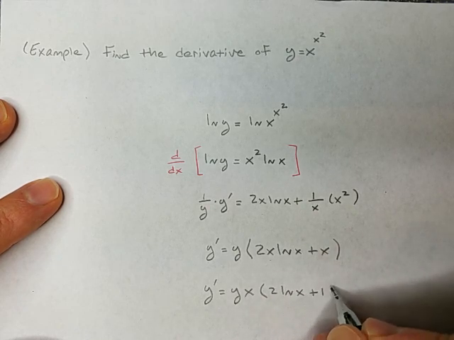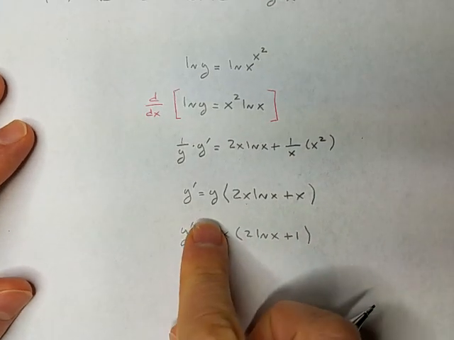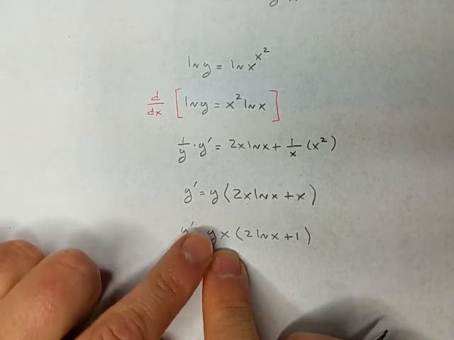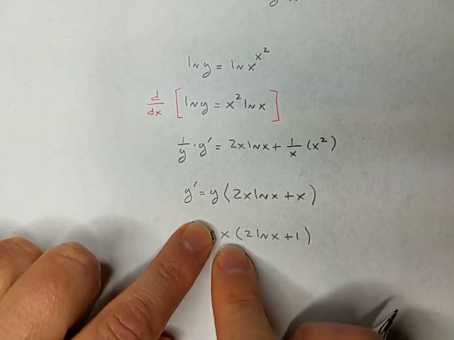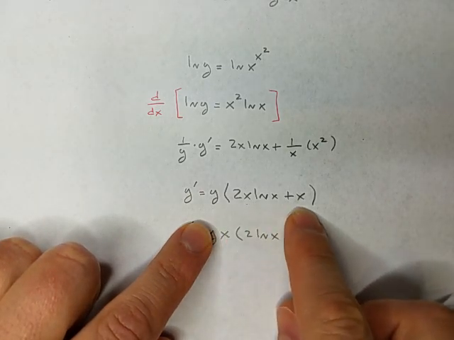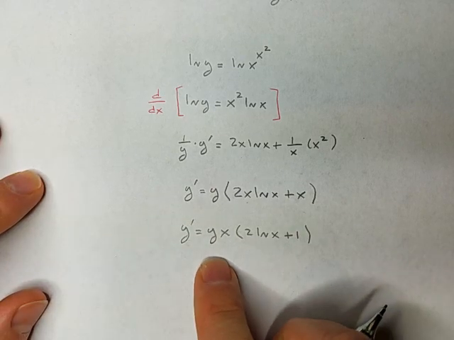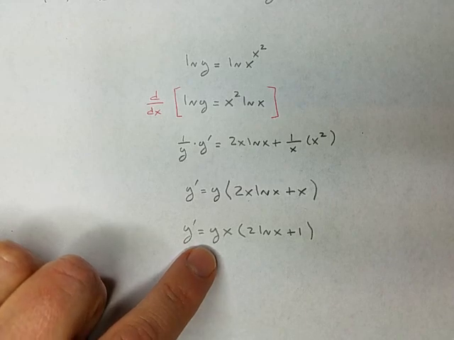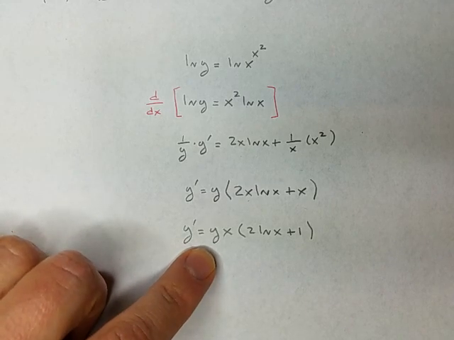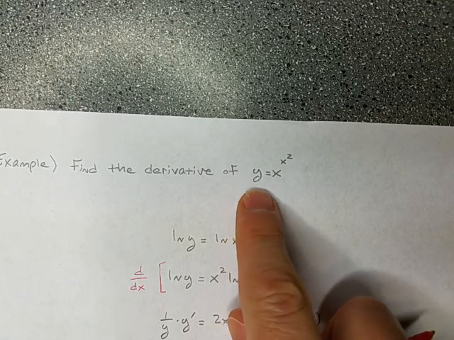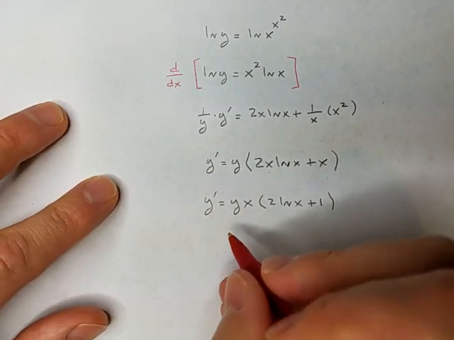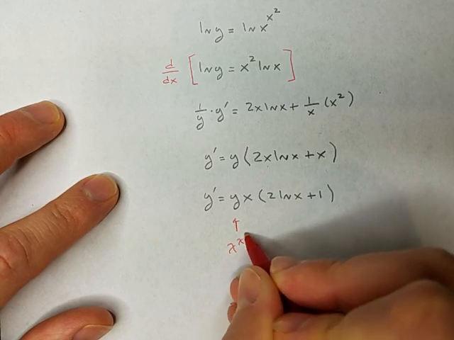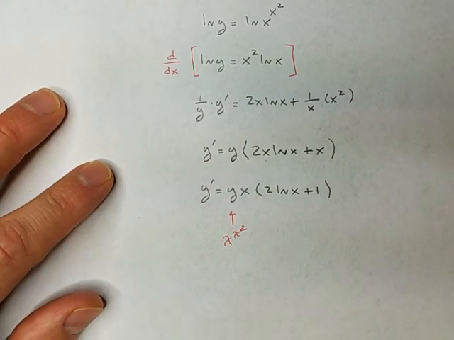Okay, so can we agree with that? The y was already there as a factor. I factored out an x. I can always check. I'll multiply it back through, and I get 2x natural log of x plus x. All right, I get this. But also, do we know what y is? Can we incorporate some information there that we know? Yeah, y is x to the power x squared. So let's put a note here that that's going to be this at some point.